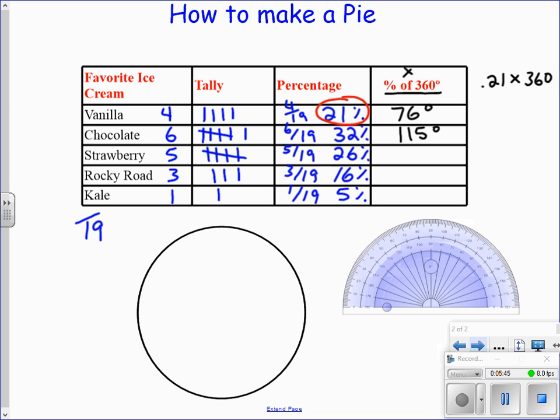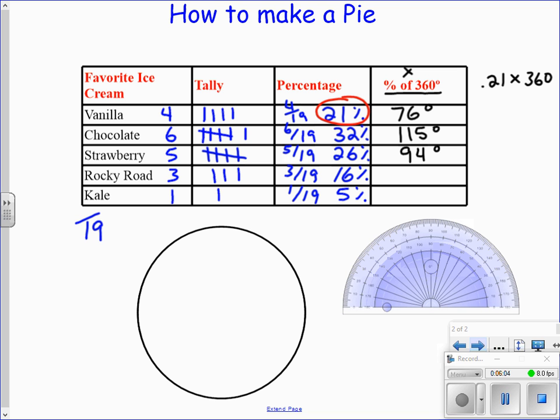Next, strawberry, which is 0.26 times 360 degrees, is rounded off to 94 degrees. Remember, that should be close to a right angle on our pie chart, because 90 degrees is a perfect right angle.